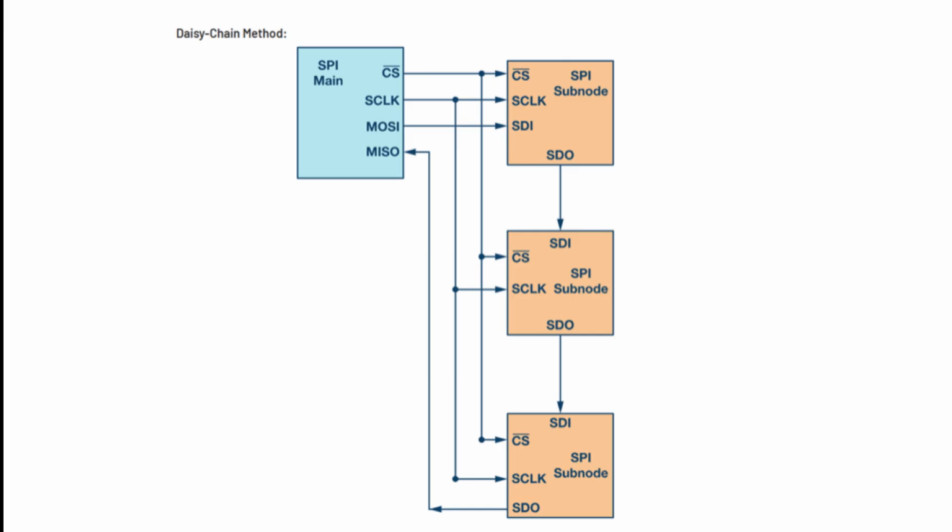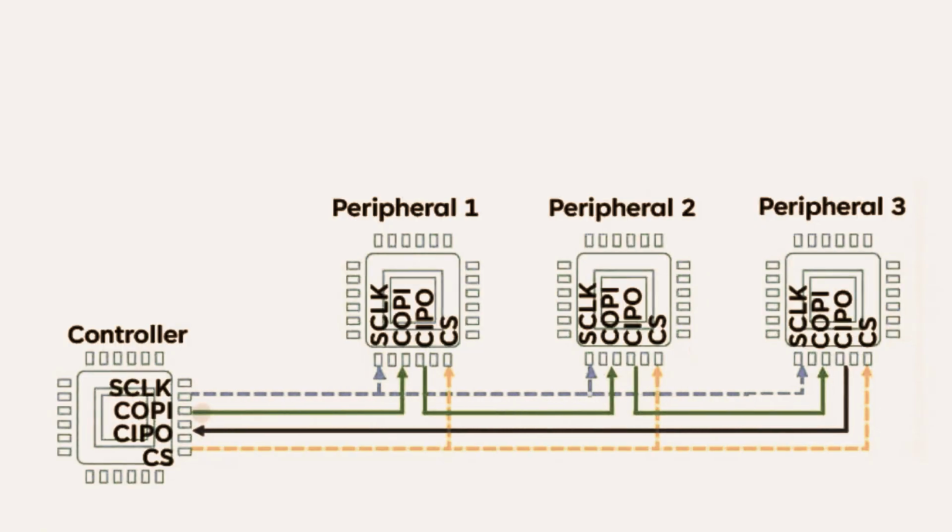In a daisy chain, the slaves are connected in series, one after the other, like links in a chain. The MISO output of the first device connects to the MOSI input of the second device. The MISO of the second connects to the MOSI of the third, and so on. The MOSI from the master goes only to the first device in the chain, and the MISO back to the master comes only from the last device in the chain.